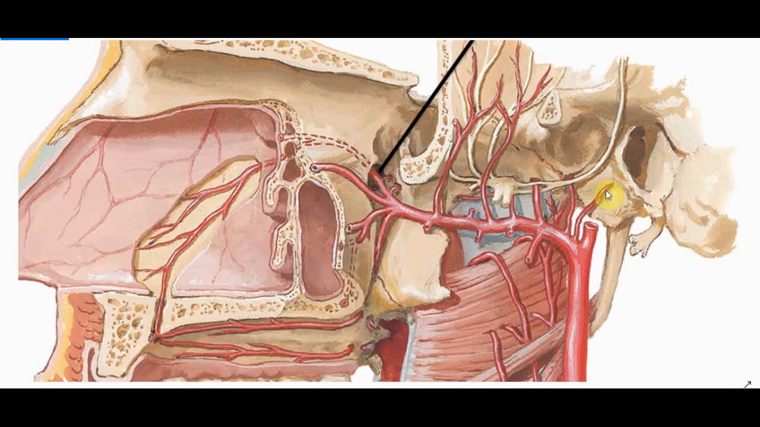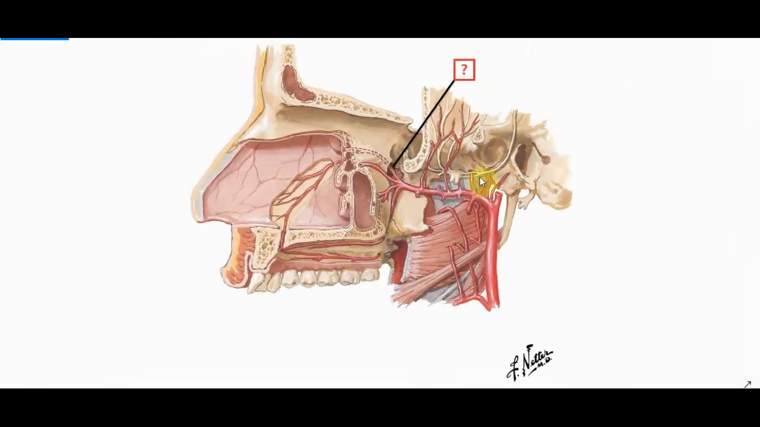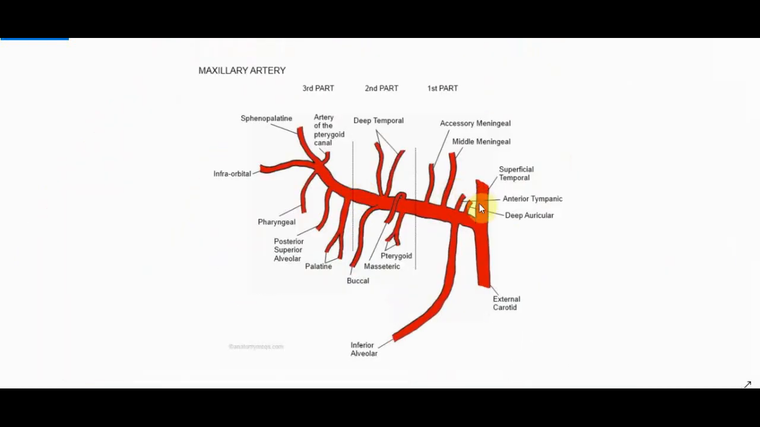Then we have the anterior tympanic, which enters via the petrotympanic fissure, right? And that one supplies the inner surface of the tympanic membrane. So the outer and the inner surface, both of them are now accounted for, right? I'll do this again. For now, you have to consider this one over here. This is deep auricular, this is anterior tympanic.